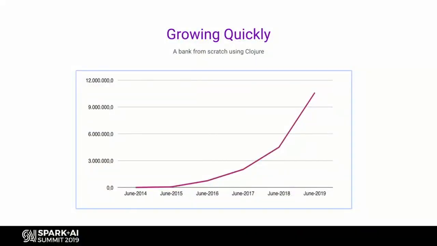And this is a graph showing our growth over time. In June of 2014, we just had friends and family. And now, in June of 2019, we achieved 12 million customers. To be honest, this graph is outdated. In the last 3 months, we already grew by another 3 million customers. So we have 15 million customers using our credit card.